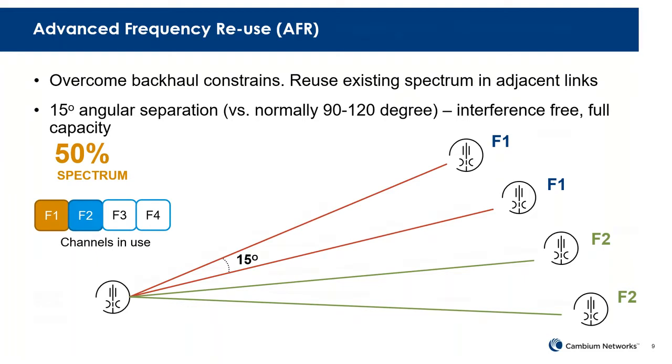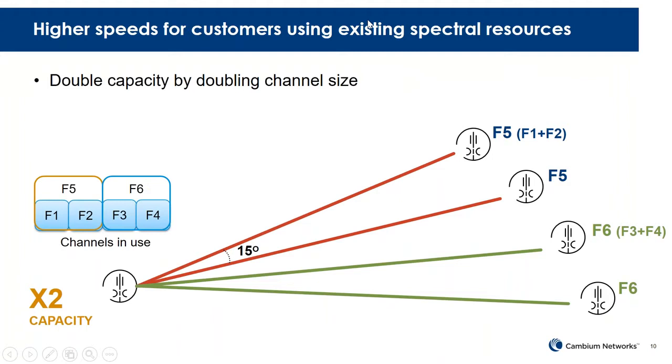So you use AFR for frequency reuse. But what if you want to double the capacity? You have the RF frequency already, but you want to double the capacity. What do you do? You can combine the 2 adjacent channels together to form a bigger channel. And because with the AFR, that channel can be reused, you can bundle 2 frequencies into one and do the reuse. So basically, you double the channel size and you double the capacity.